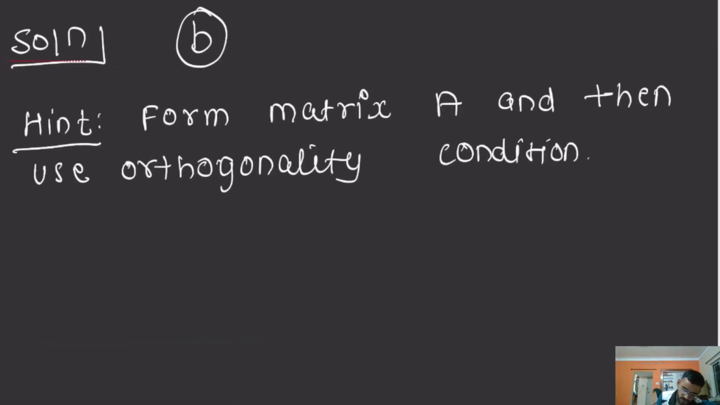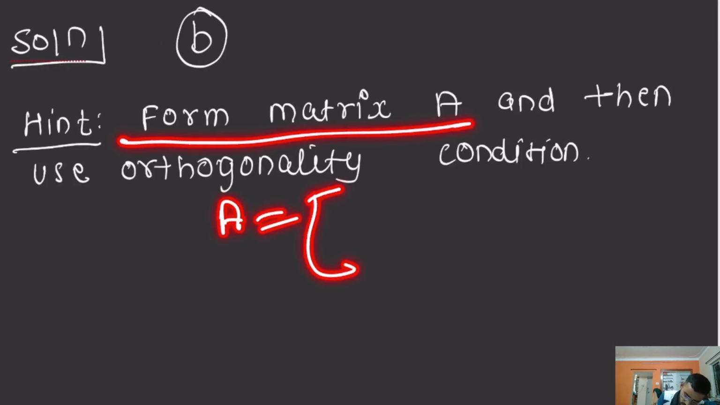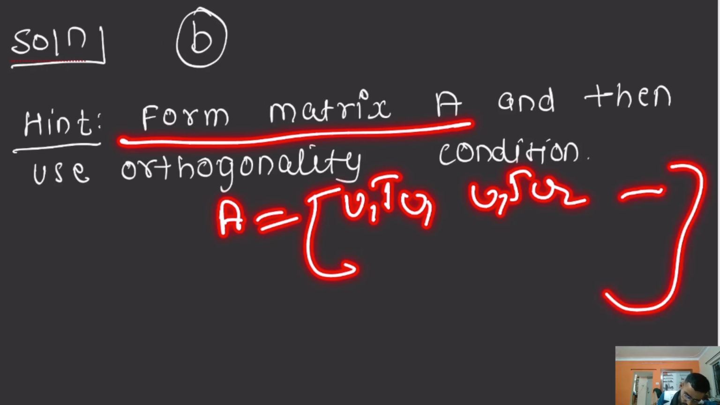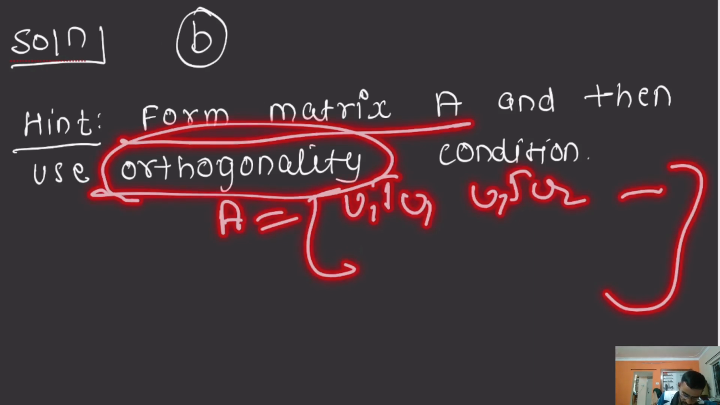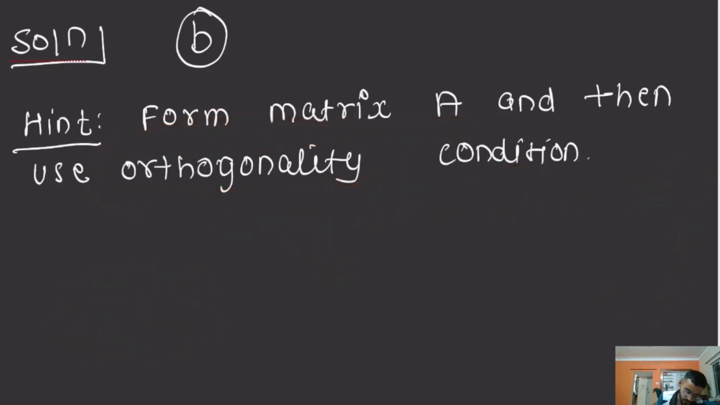The hint is: first form the matrix A, which will look like u1 transpose u1, u1 transpose u2, and so on, and use the orthogonality condition of ui and uj. Then we'll get to know that option B is correct.